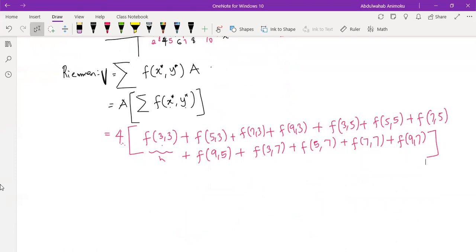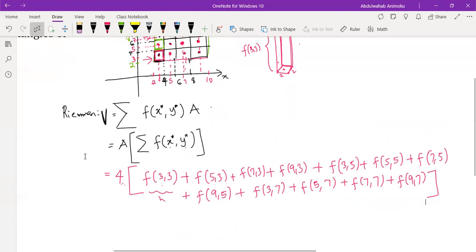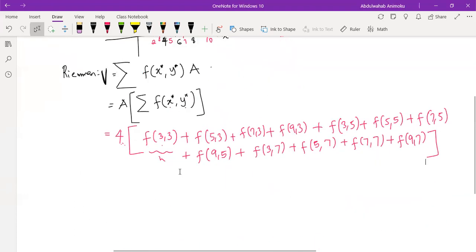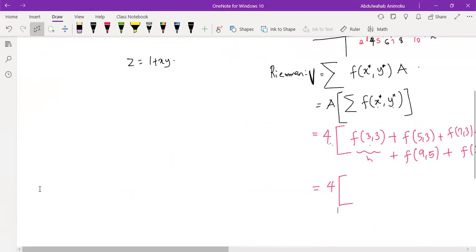This sum would approximate the volume of this function under the region of this rectangle, right? That's what it does. So we just simply need to calculate this. Now, let me show you how the calculation works. So this is the function of xy that we have, okay? So let's come back to this.